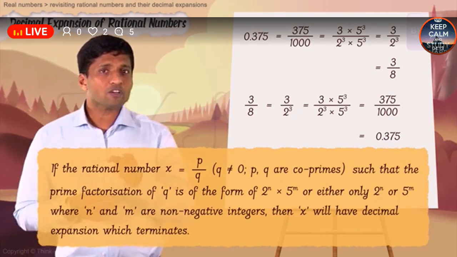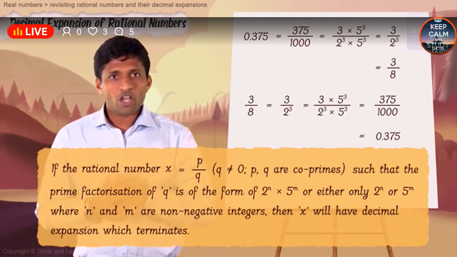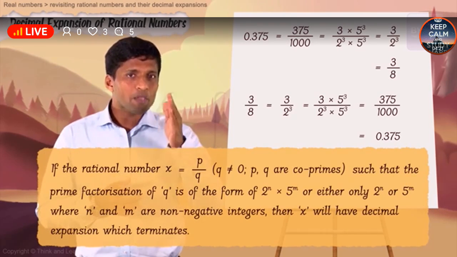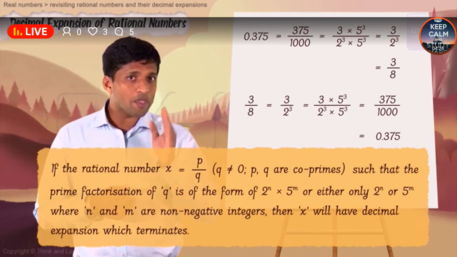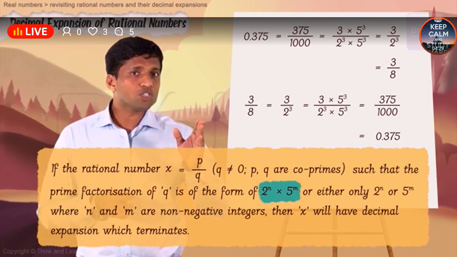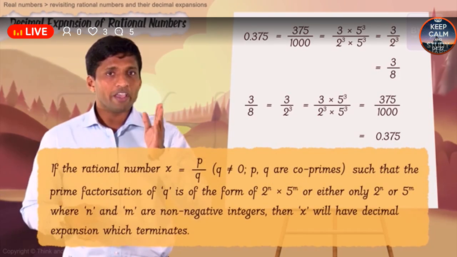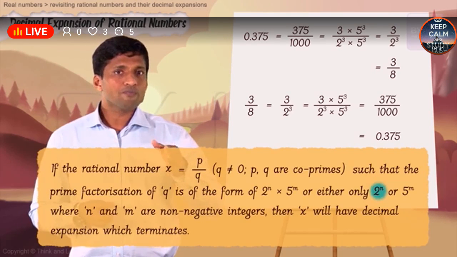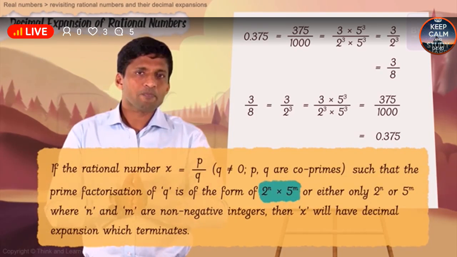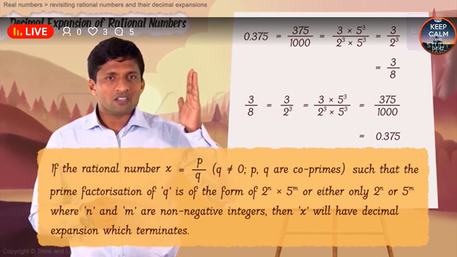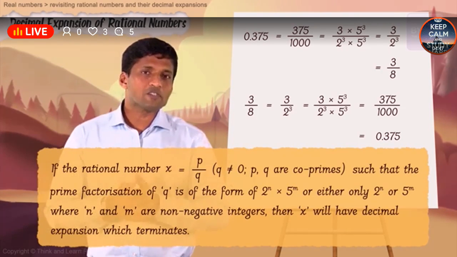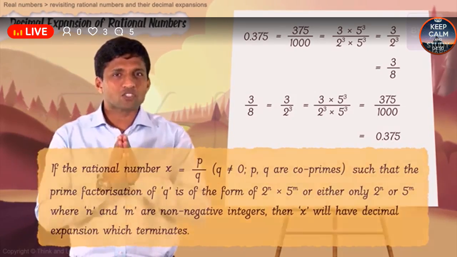So the point to be noted here, what is important here is, if the rational number x equal to p by q, where q is of the form 2 raised to n into 5 raised to m, that means if it is a power of 2, or a power of 5, or a power of 2 and 5 both multiplied, then the decimal expansion will terminate. So I hope that's very clear.